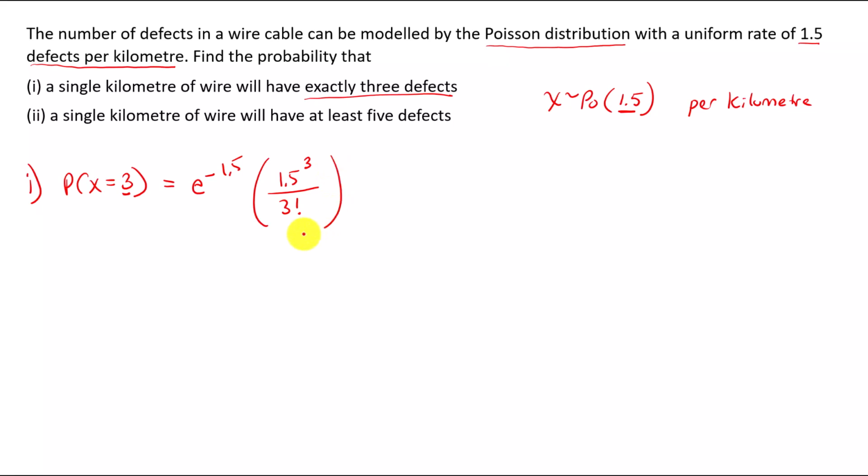And then that can just all really be done in your calculator. When you do that, you get 0.126. So that's the probability of exactly 3 defects.